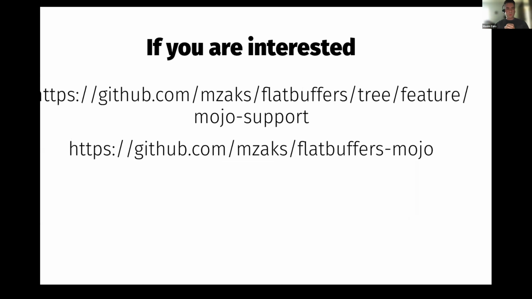Right. So generally, if you are interested, this is the fork where I work on flat C, the code generator. And this is the flat buffers Mojo library, which does a little bit of infrastructure code. I also have a few samples there, and I will add more samples as I progress with the port. This is it from me. Do we have any questions?